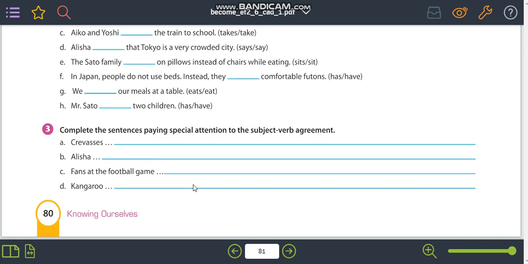That's it from page 80. I'm going to do a second part for this video, correcting the page 81, okay?